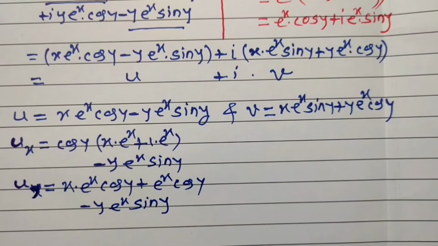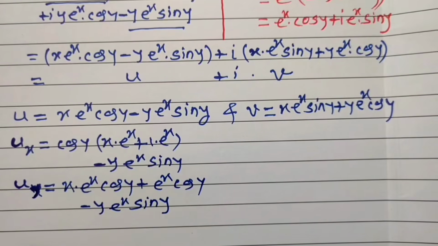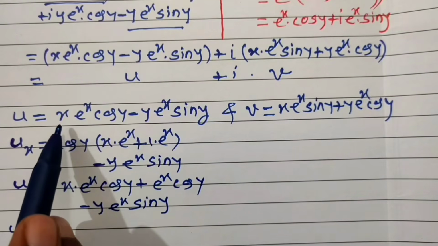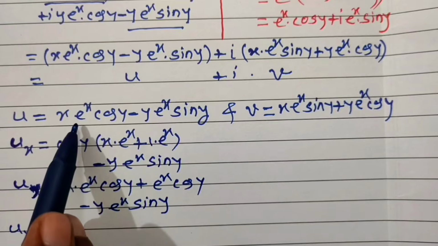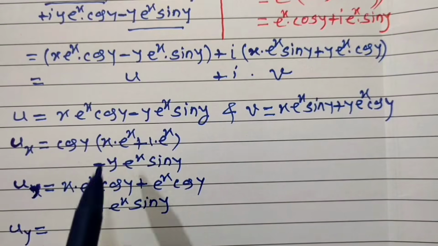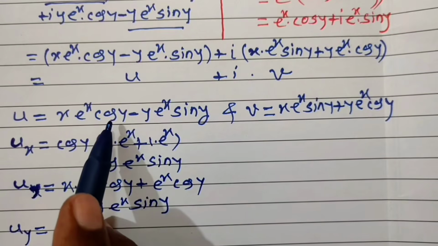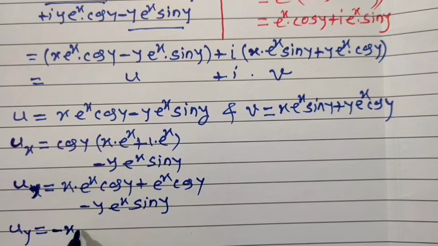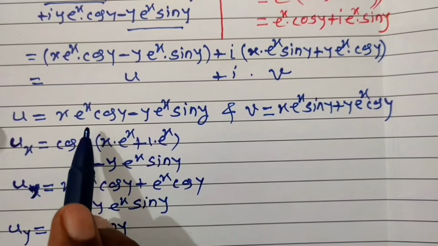Now take the partial derivative of u with respect to y. u_y is equal to, so the derivative of u with respect to y, considering x as constant, means x into e to the power x becomes constant. So x into e to the power x, and the derivative of cos y with respect to y is minus sin y, minus x into e to the power x sin y. This is the partial derivative of the first term.